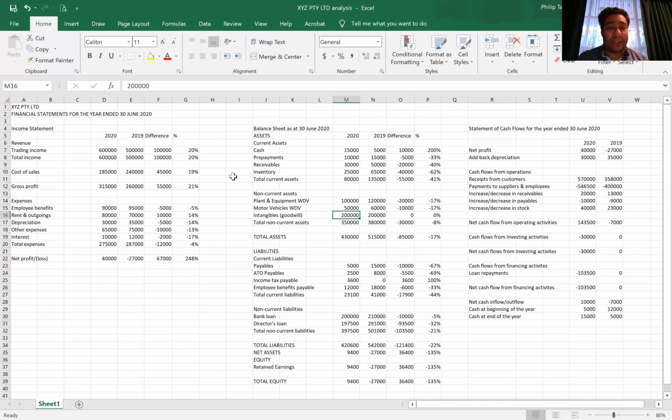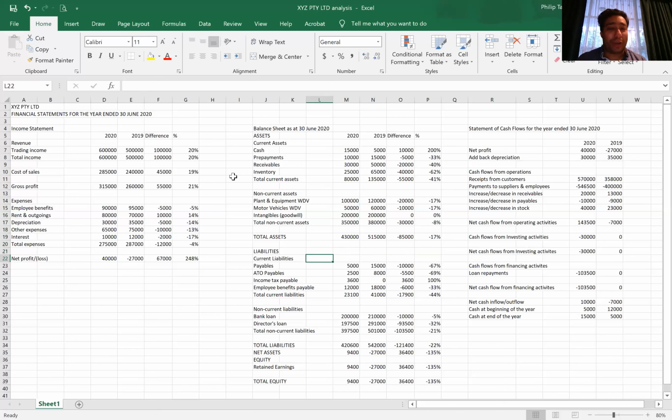Intangibles, goodwill, that doesn't change. That's perhaps how much you paid for the business. So that's an intangible, and that comes back to you when you sell the business. So we see the total assets at the end at 30th of June 2020, $430,000 compared to 2019, $515,000. So that's a reduction of $85,000, or a reduction of 17%.